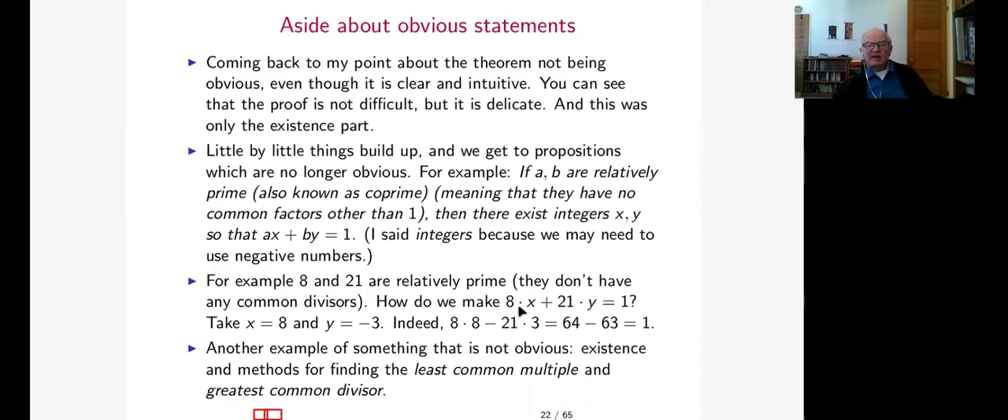And I can find x and y such that 8x plus 21y equals 1. And what are those numbers? x is 8 and y is minus 3. And indeed, 8 times 8 minus 21 times 3 is 64 minus 63 is 1. And so here is an example of something that is not obvious, which just came out of a little mathematics, and we already have interesting statements.